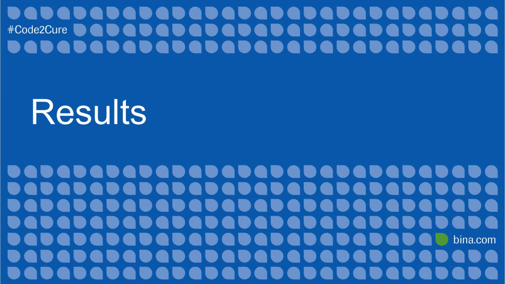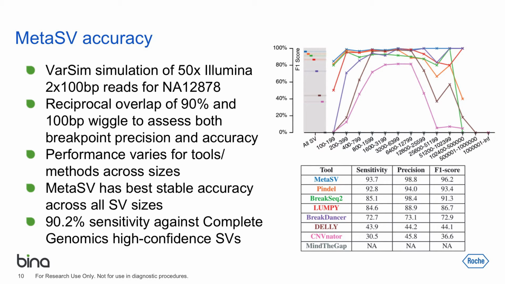In order to assess the accuracy of MetaSV and also study the impact in terms of improving the accuracy over the existing tools, we used both simulation and real data. For simulation, we used the VarSim framework developed at Bina to generate NGS reads at high coverage of 50x with the Illumina Platinum Genomes error profile. And we also used a high reciprocal overlap of 90% with a wiggle of 100 base pairs to make sure that we only capture high quality and more precise calls. So this is a more restrictive kind of assessment.